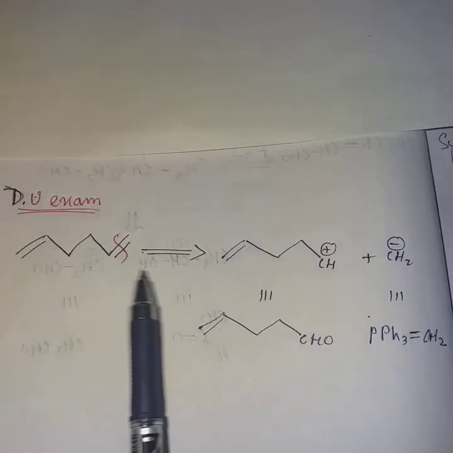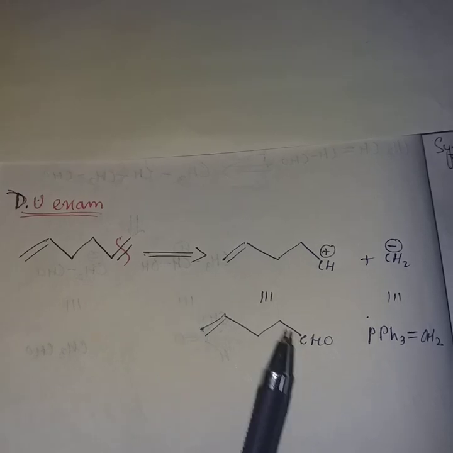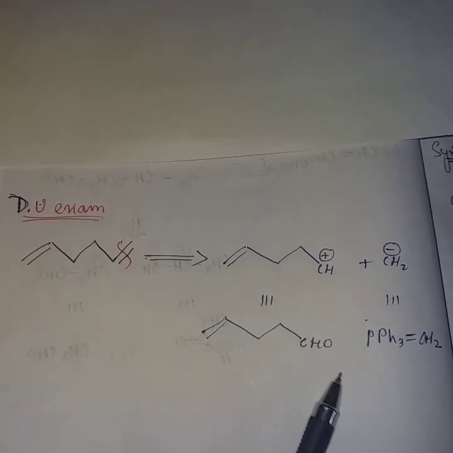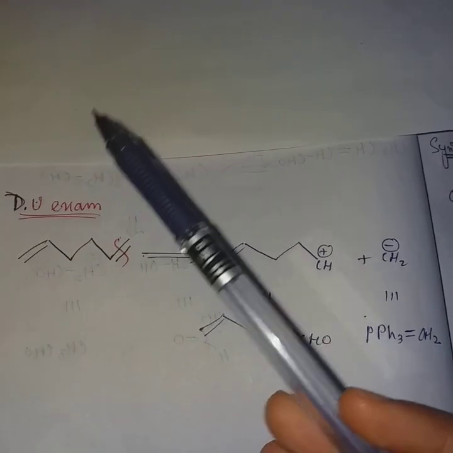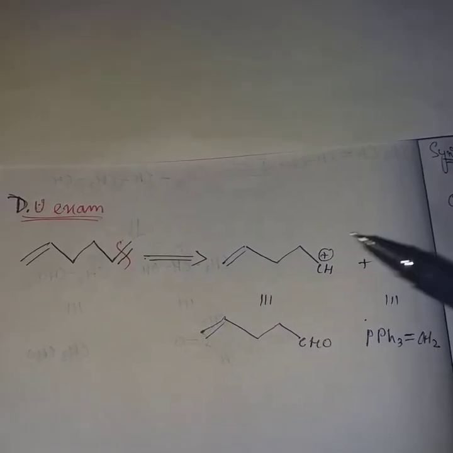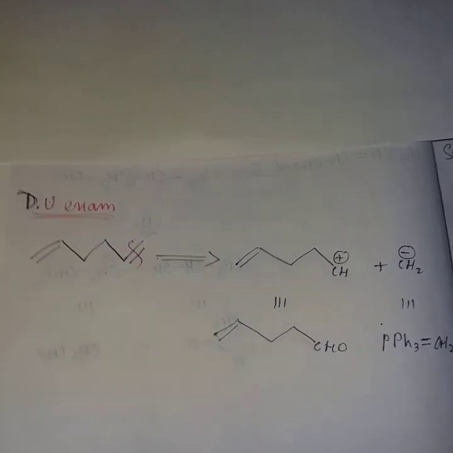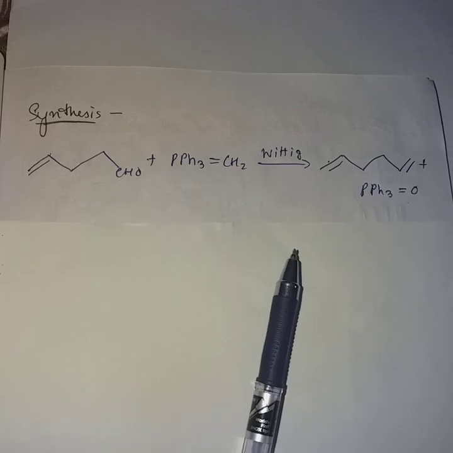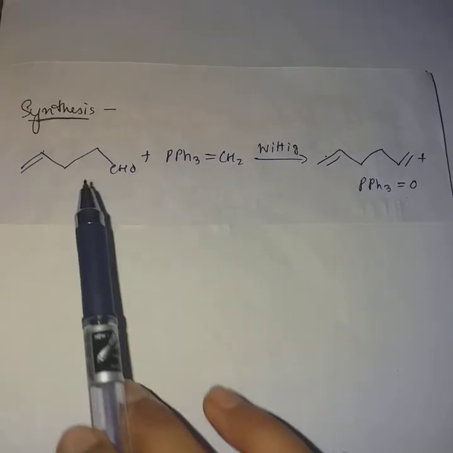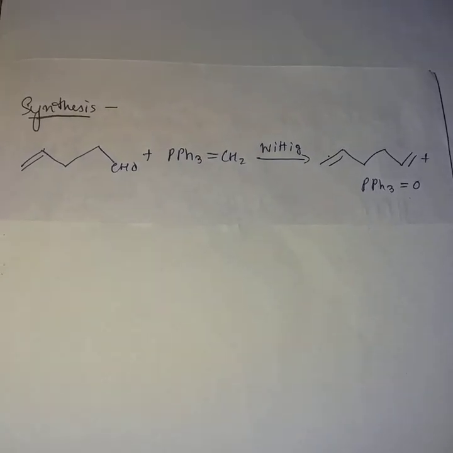Please note, this was one of your questions in the previous year question paper, asked to synthesize this target molecule using Wittig reaction. So you know, Wittig reaction is a reaction in which a carbonyl compound is treated with phosphorus ylide to get the required alkene molecule. This is the synthesis of the previous example. Using the two synthetic equivalents, we have synthesized our required alkene using Wittig reaction.